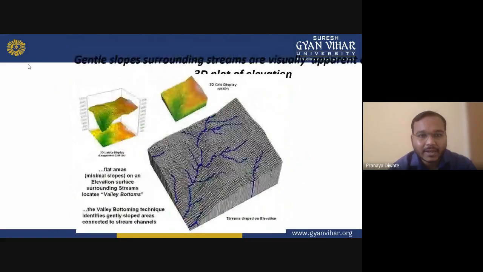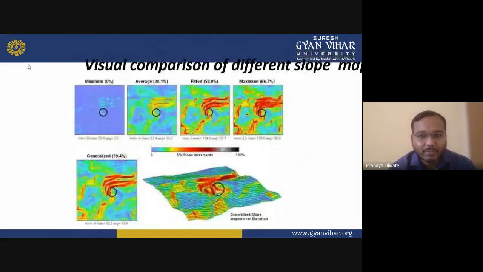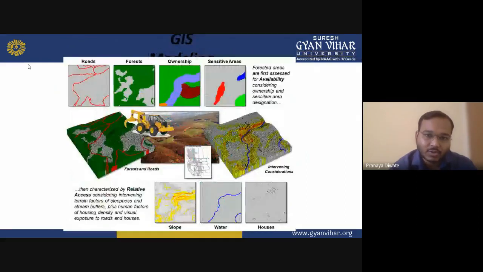These are the different data sets you can merge. Now you can assemble all the data sets in GIS, like road network data, forest data, or ownership, and which buildings have which sensitive areas. Forested areas are first assessed for availability, considering ownership and sensitive area designation.